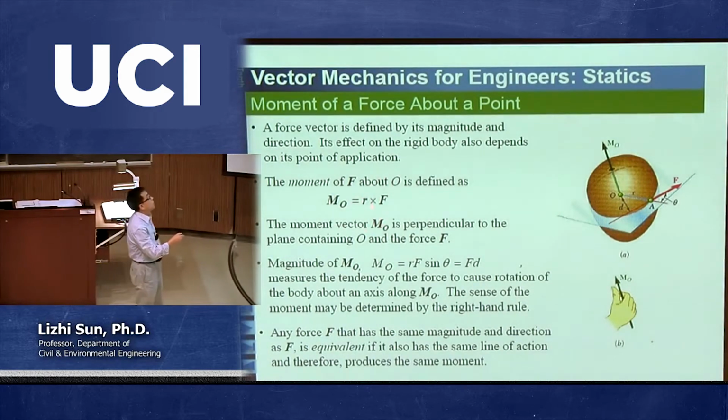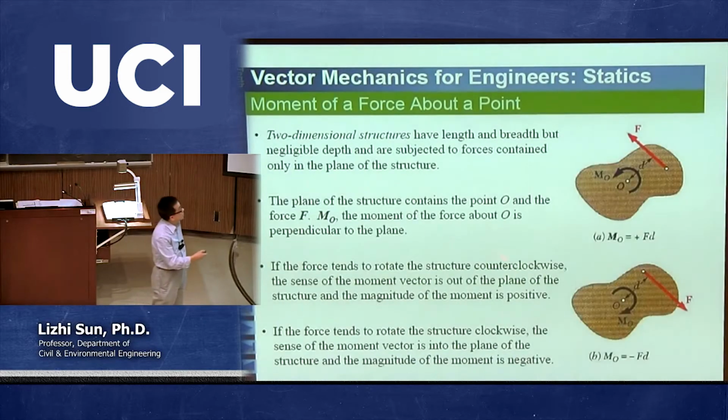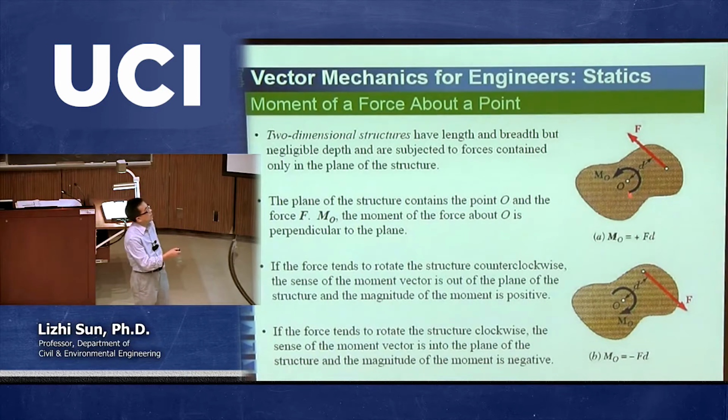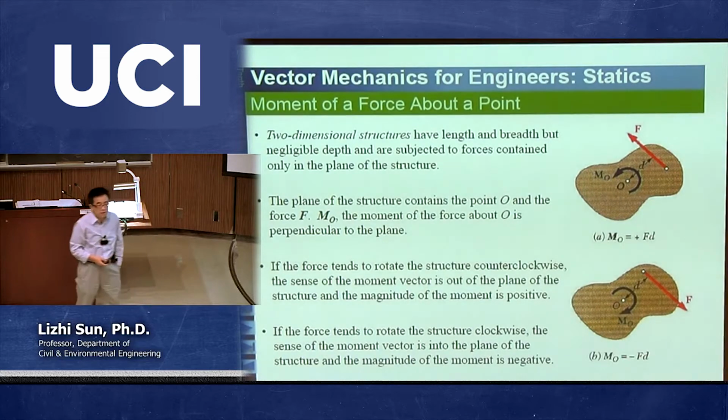For 2-dimensional problems, if we want to calculate a moment of a force about a given point, sometimes you can use this equation. Sometimes you can use the other equation, which I call F times D. And that is this equation, or here. As long as you can identify counterclockwise as positive or clockwise, which you use a negative sign to indicate.